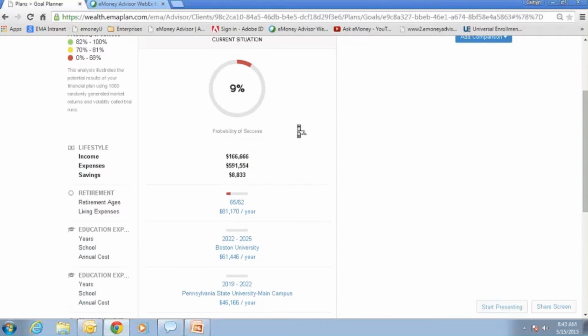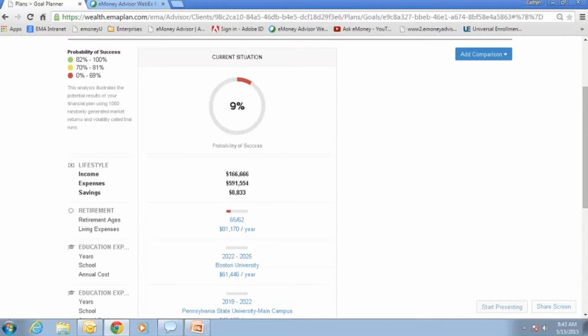So right off the bat, as you can probably see, they are at a 9% chance of success here. I showed you that diagram: very expensive colleges, trying to retire sometime between all their children in college at the same time. So we could probably expect that this is the case. 9% chance of success here. We need to work on a few different things to get them to achieve their goals a little bit easier.